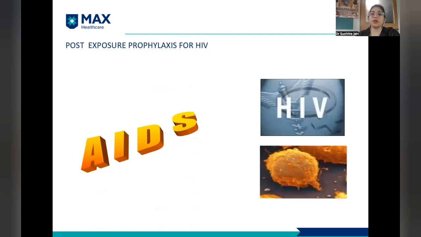Now, this is again a very important topic: post-exposure prophylaxis for HIV. The transmission rate for HIV is just 0.3%, whereas for HCV it is 3%, and for HBV it is 30%. So the risk from a needle stick injury by an HBV positive patient is much higher compared to an HIV positive patient. But the emotional trauma which the healthcare staff gets if it is a prick from an HIV positive patient, that is what we need to take care of. Next, please.